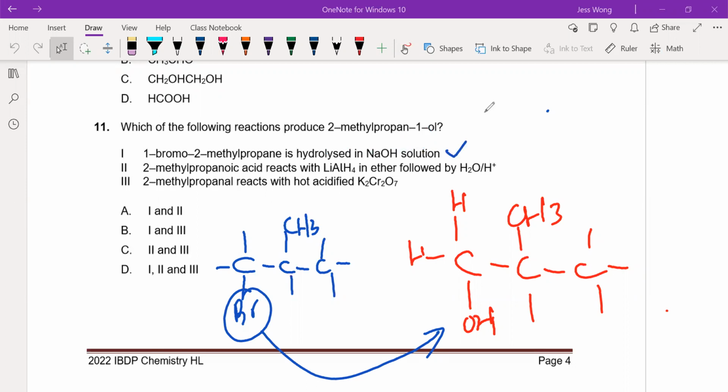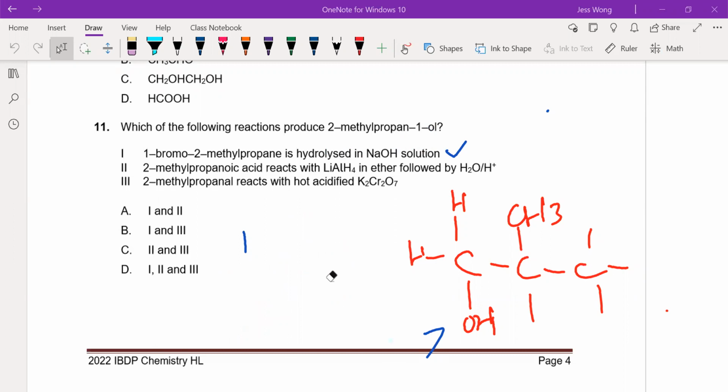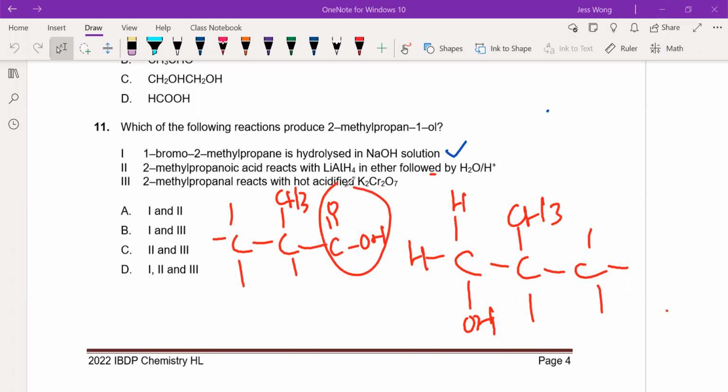Now, next one, 2-methyl propanoic acid reacts with LiAlH4. So what is LiAlH4? LiAlH4 is a reducing agent. It reduces something. So what is the substance that is being reduced? Let's draw it out. It's going to reduce 2-methyl propanoic acid. Now, this acid came from a primary alcohol. So when you reduce, naturally, you will be able to get back the primary alcohol. So it's a possible answer.